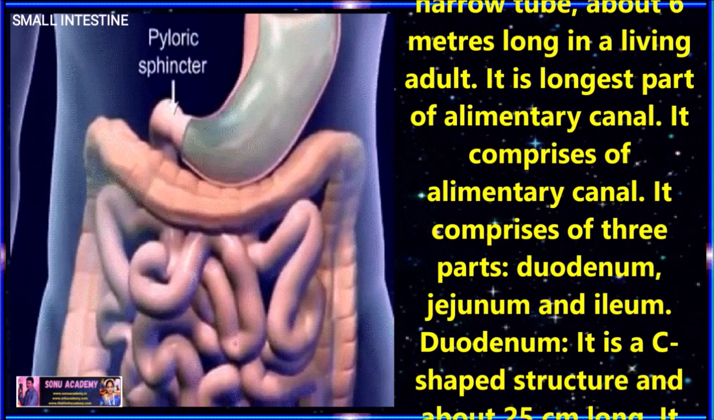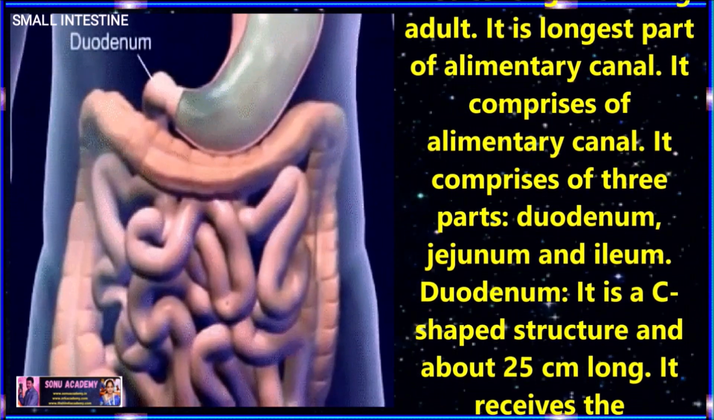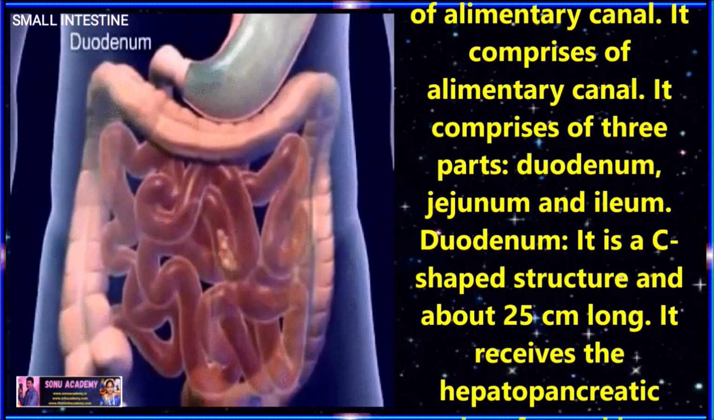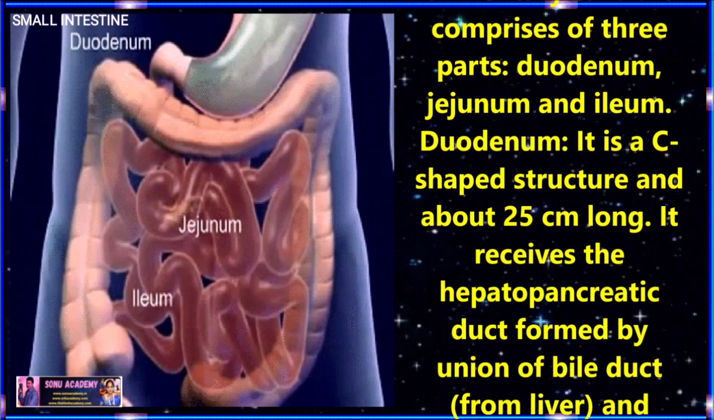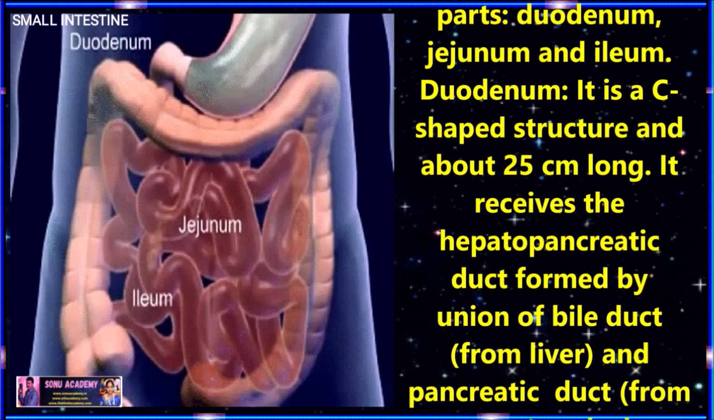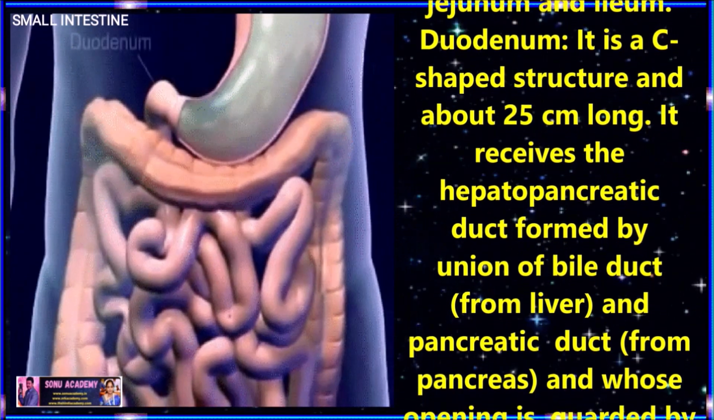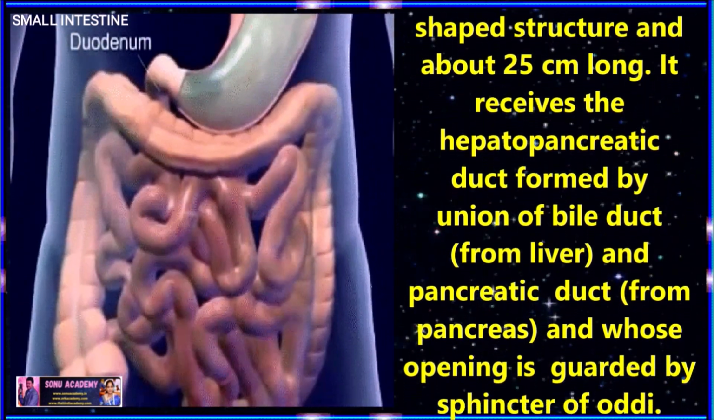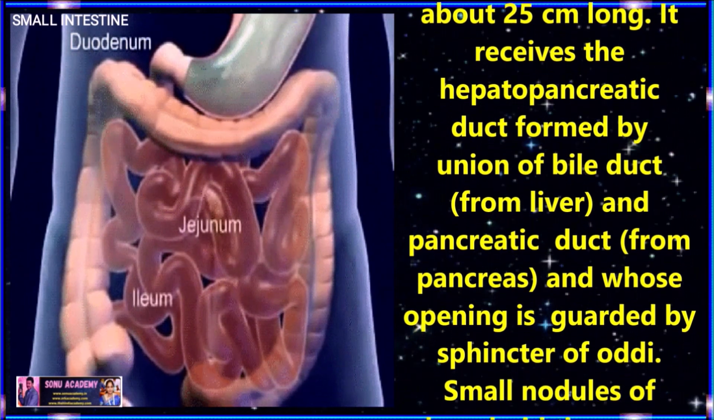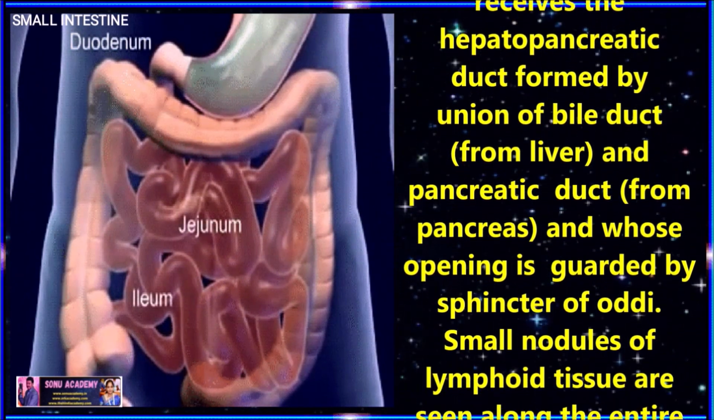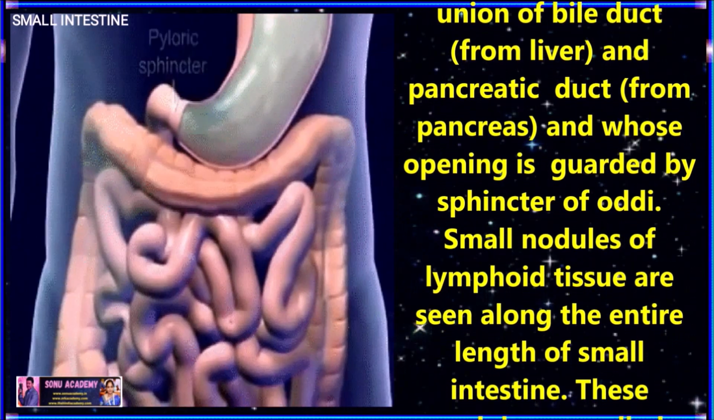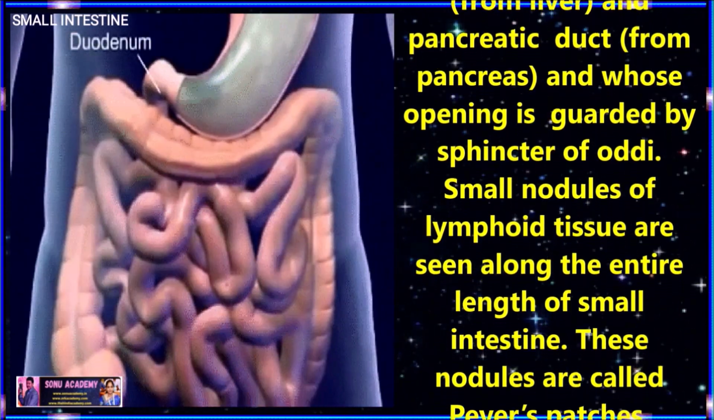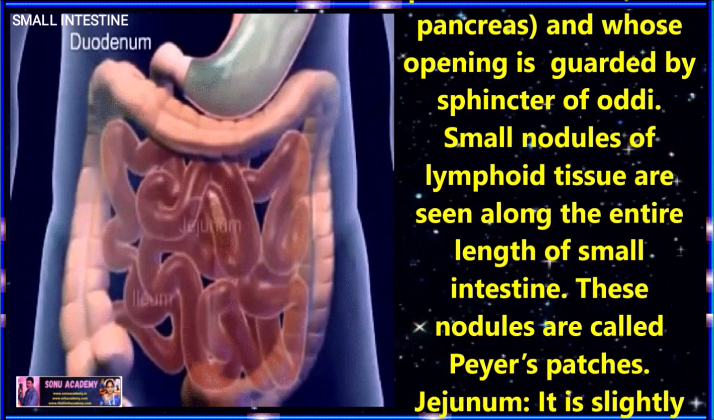Duodenum. Duodenum is a C-shaped structure about 25 centimeters long. It receives the hepatopancreatic duct, formed by the union of the bile duct from the liver and the pancreatic duct from the pancreas, whose opening is guarded by the sphincter of Oddi. Small nodules of lymphoid tissue are seen along the length of the small intestine. These nodules are called Peyer's patches.